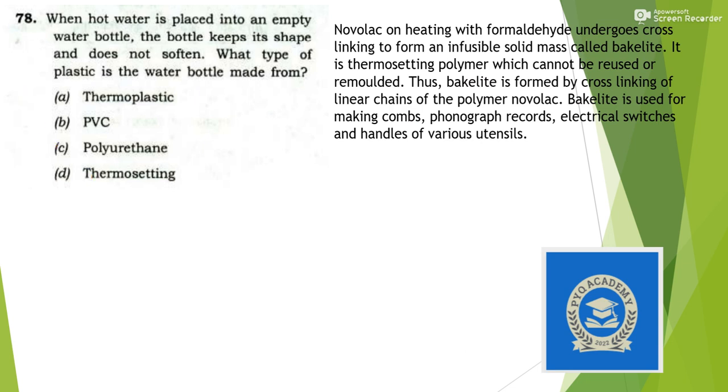When hot water is placed into an empty bottle, the bottle keeps its shape and does not soften. What type of plastic is the bottle made from? The water bottle is made from thermosetting plastic. You can see here, phenol on heating with formaldehyde undergoes cross linking to form an infusible solid mass called Bakelite. It is a thermosetting polymer which cannot be reused or remolded. So our answer is option D, it cannot be remolded.